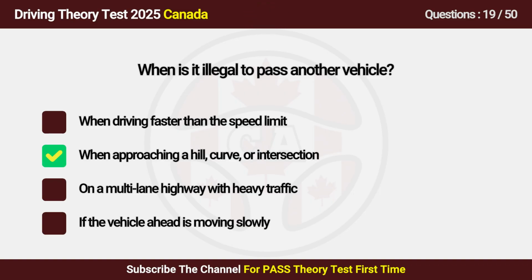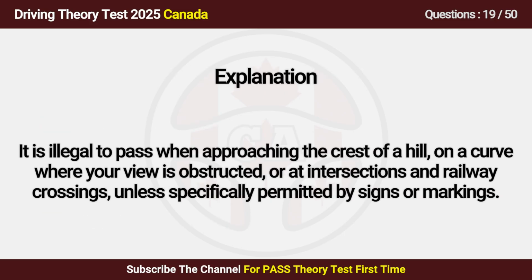Answer is B. When approaching a hill, curve, or intersection. It is illegal to pass when approaching the crest of a hill, on a curve where your view is obstructed, or at intersections and railway crossings, unless specifically permitted by signs or markings.